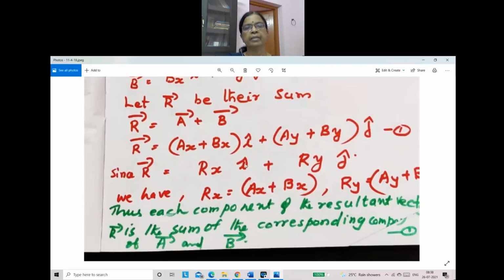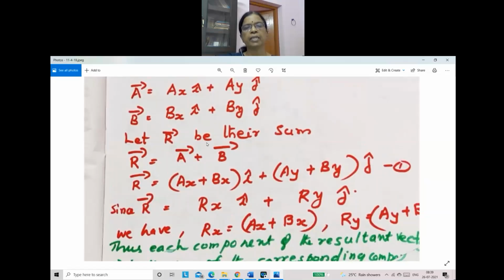So it is easy. Suppose here it is 6 and here it is 4. What will A plus B be? 6 plus 4, 10 I cap. So Rx is 10 here. Have you got Rx? 6 plus 4. Suppose this is 7 plus 4, so it will be 11 J cap. So what is Ry? Ry is Ay plus By, that is 11, 7 plus 4 we got.